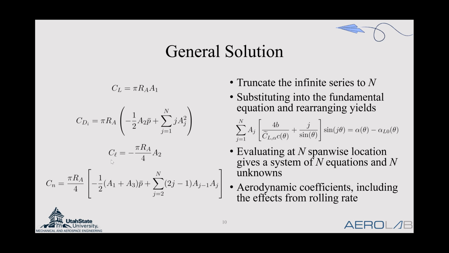And the rolling moment coefficient is only a function of the second Fourier coefficient, which is very interesting. The induced drag and yawing moment coefficients, however, are a function of all of our Fourier coefficients. Included in here are the effects from rolling rate, which is this p-bar variable here.